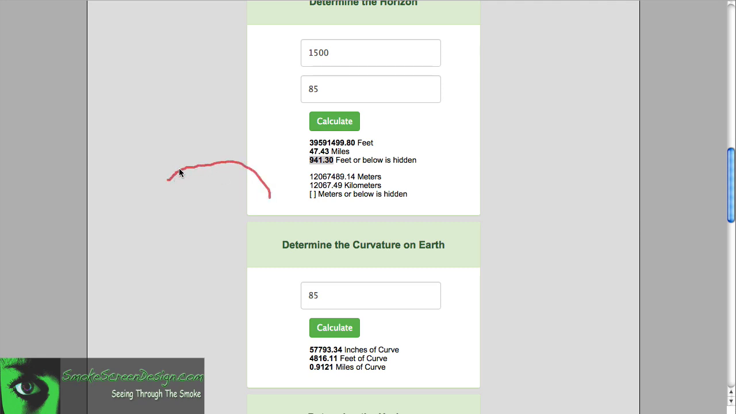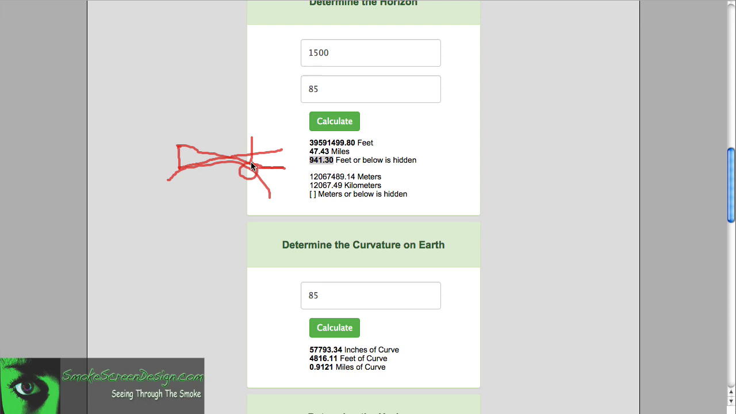Got the curvature. If you go from ground to ground, the feet of curve is 4,816 foot drop. So that's ground to ground. But as soon as you go up, you have 1,500 feet up here, and we have 2,000 or whatever here. Now what's going to happen is your line of sight is no longer going to be cut off by this curve, but now you're actually going to see over part of the curve, and part of it's going to be hidden.